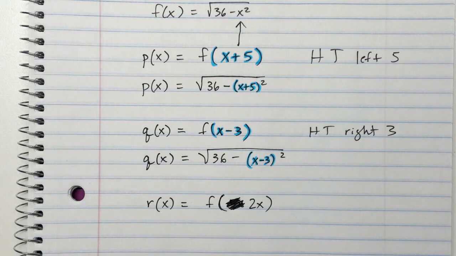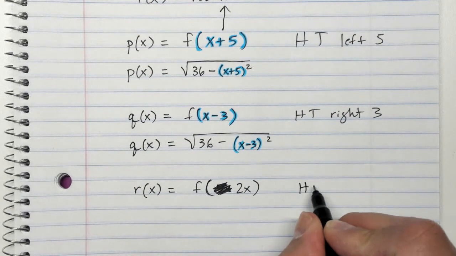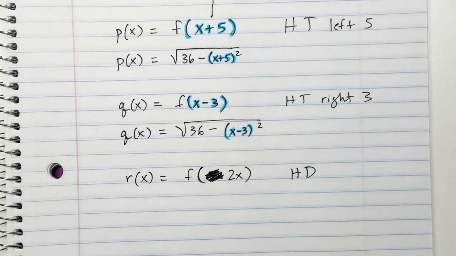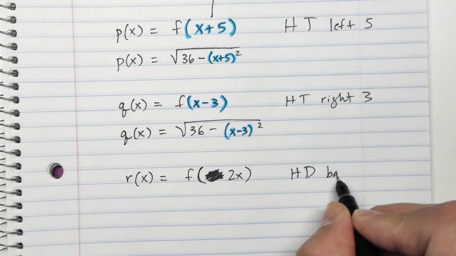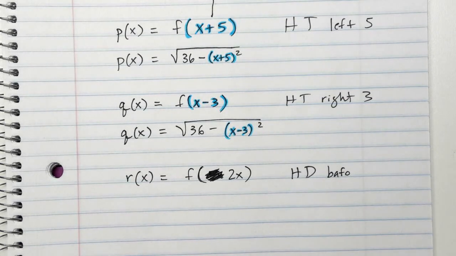So, first of all, we know it's horizontal because it's 2 times the x value. X values are horizontal values. We know it's a dilation because multiply means dilate, just like distribute means multiply. D words tend to mean multiply, by a factor of. However, slow down. Put the brakes on. It's horizontal, so it's going to do the opposite.